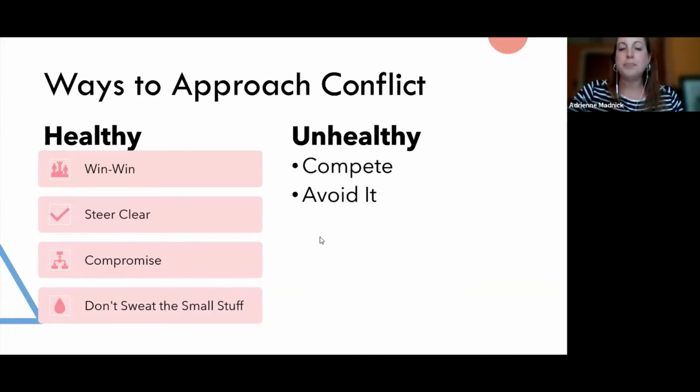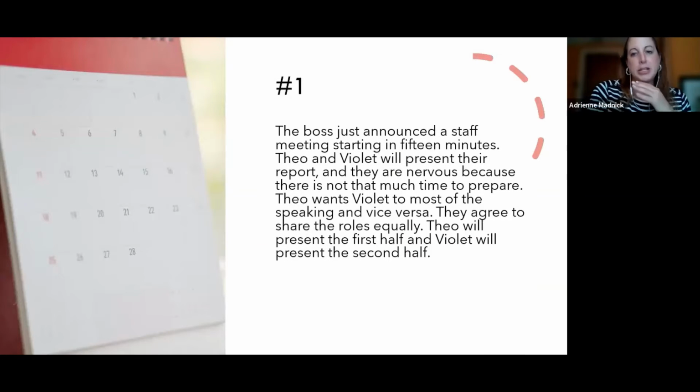So let me show you what I mean when we think about conflict. I'm going to give you different scenarios, and you have your list in front of you, hopefully, so you'll be able to answer these questions. Situation number 1. The boss has just announced a staff meeting starting in 15 minutes. Theo and Violet will present their report, and they are nervous because there is not much time to prepare. Theo wants Violet to do most of the speaking, and vice versa. They agree to share the roles equally. Theo will present the first half, and Violet will present the second half.